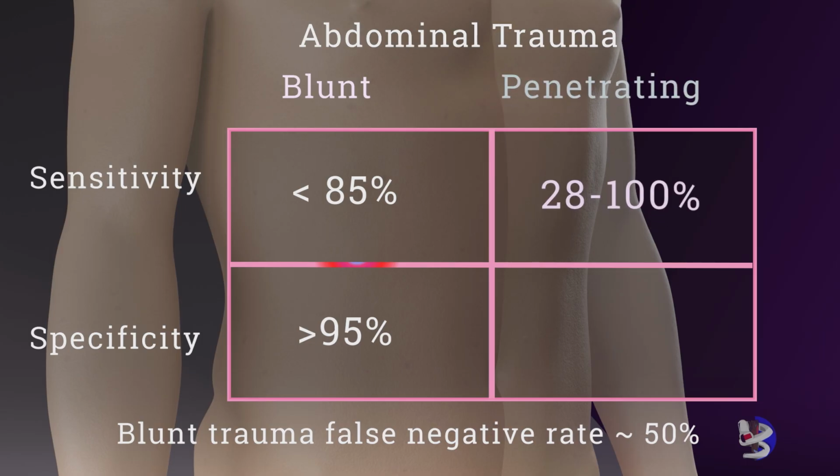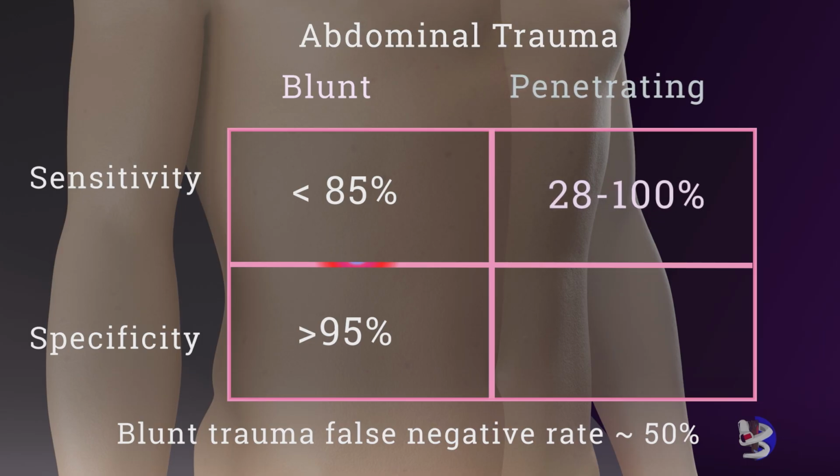For penetrating trauma, it has a sensitivity that ranges between 28 to 100%. The exam does not detect bowel injury, which is common in penetrating injuries. However, its specificity is close to 100%. The exam is most valuable in unstable patients when clinical decision-making cannot wait for diagnostic studies such as computed tomography.